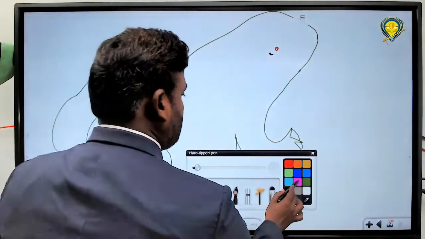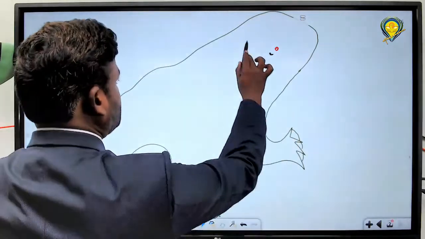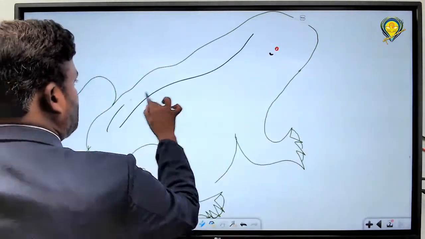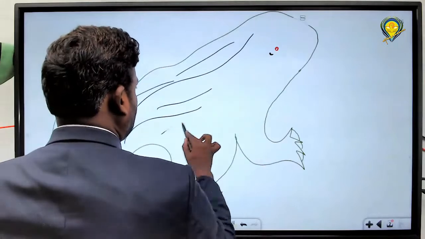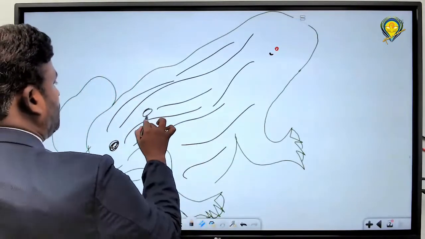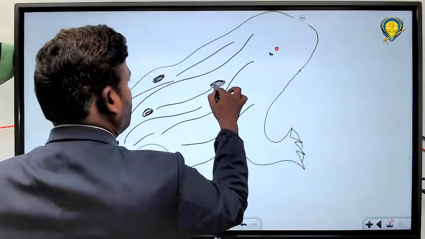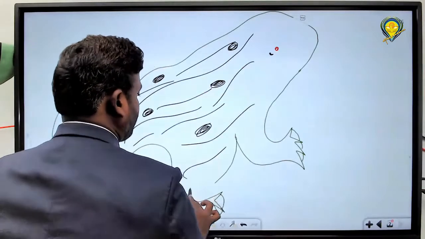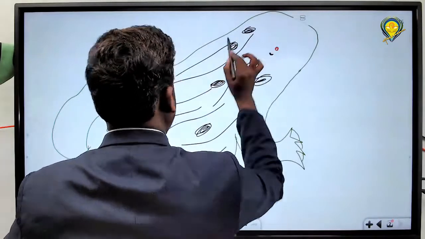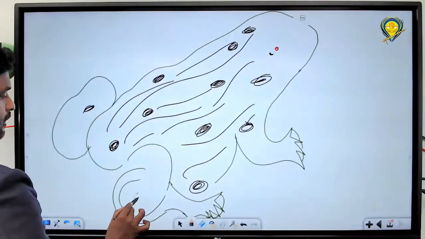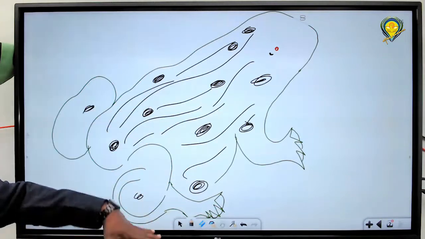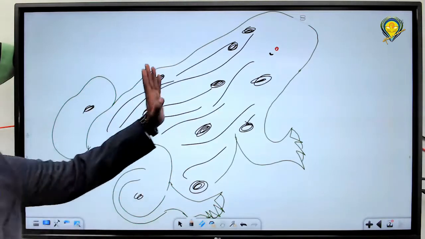And not only that, it's about morphology we are discussing, and it consists of dark color spots on their body. Alright. So external features. How would you find an external feature? What are the external features?